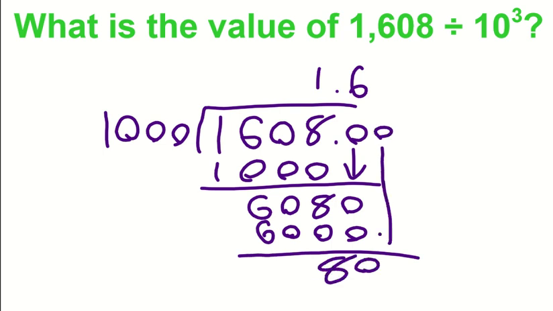When we bring down this 0, we only got 800. How many times does 1,000 go into 800? 0. We still need a number for that placeholder, okay? Then we bring down the next 0, and we got 8,000, and that's how we get that 8. So I saw a few of y'all leaving out that 0 between the 6 and the 8, okay?